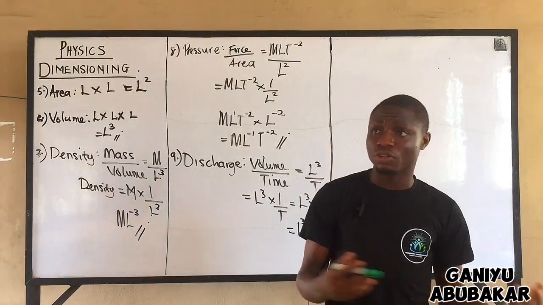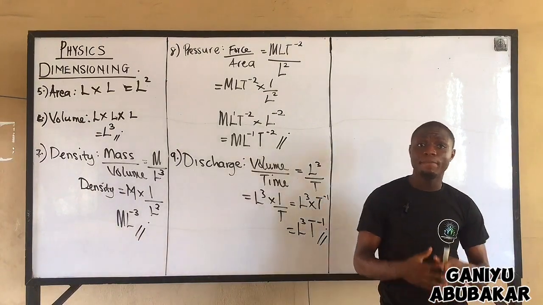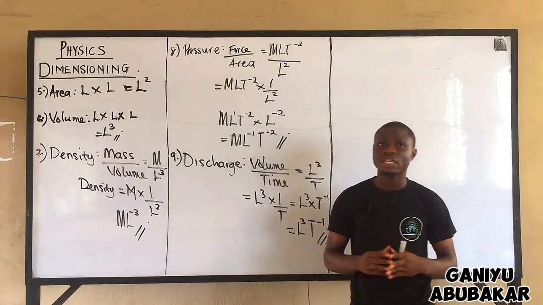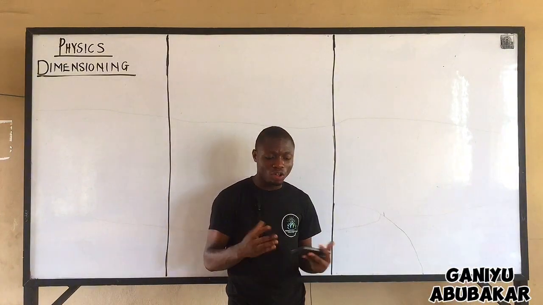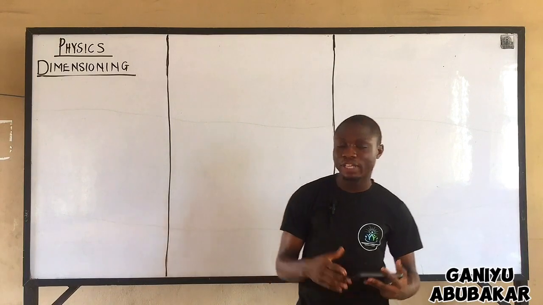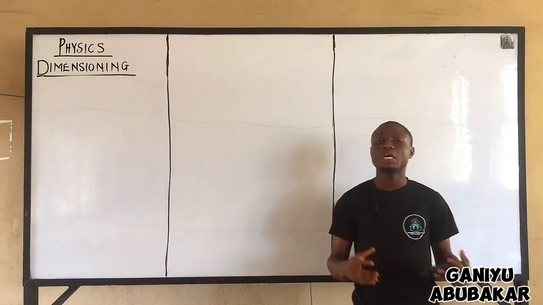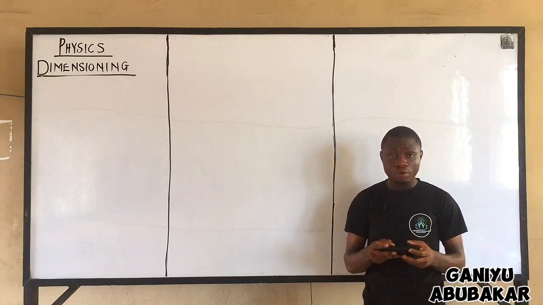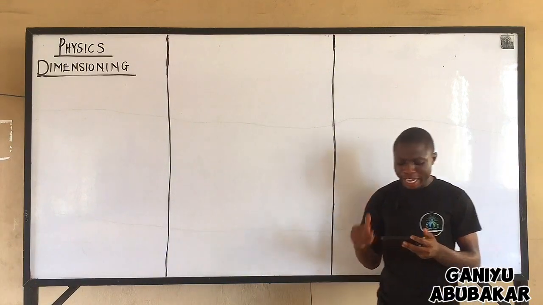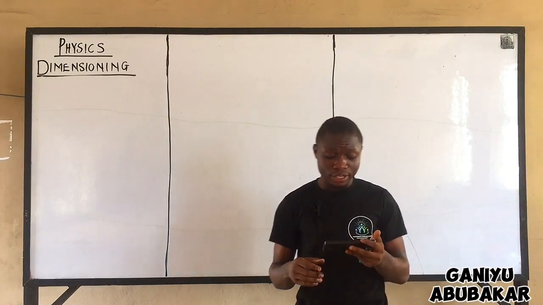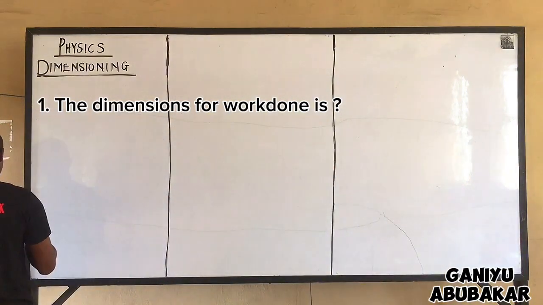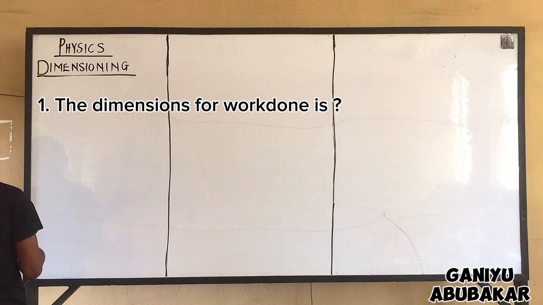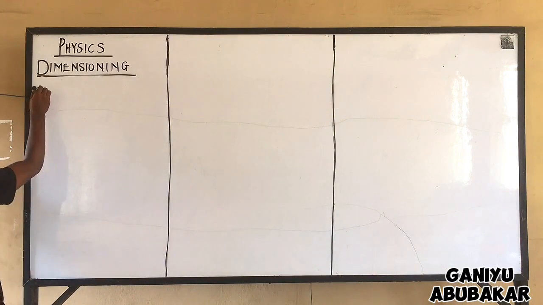So let's take some past questions and solve JAMB past questions based on dimensioning, and let's see how it works. Alright, let's use all these concepts and ideas of dimensioning to solve some JAMB past questions. Number one says the dimension for work done is dash.